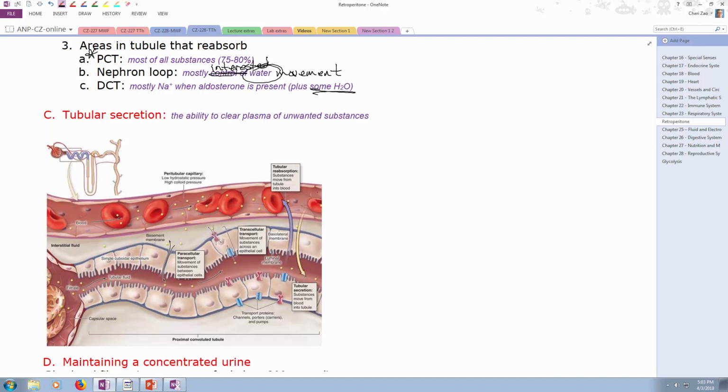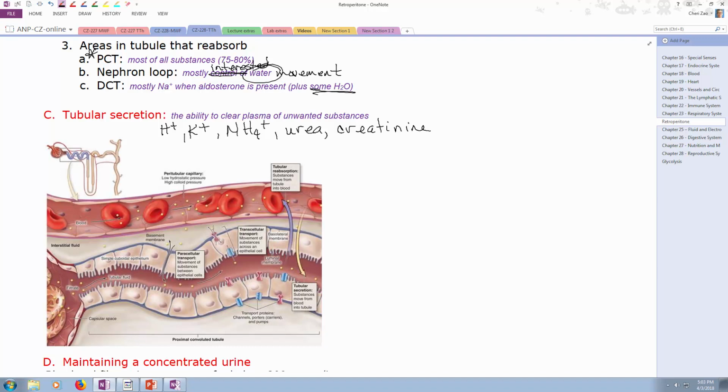and we can do this to protons. We can do this to potassium. We can do this to ammonium. We can do this to urea. And we can do this to creatinine. There's others, but those are the ones that I want you to know.